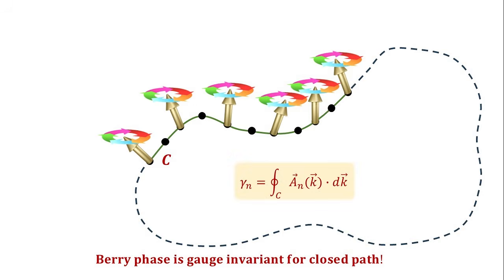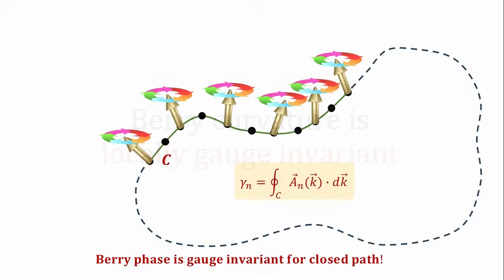However, if the path C is a closed path instead, then the start and end points will be the same. The additional term introduced by the gauge transformation integrates to 0. Thus, for a closed path, the Berry phase is gauge invariant, making it a meaningful physical observable.